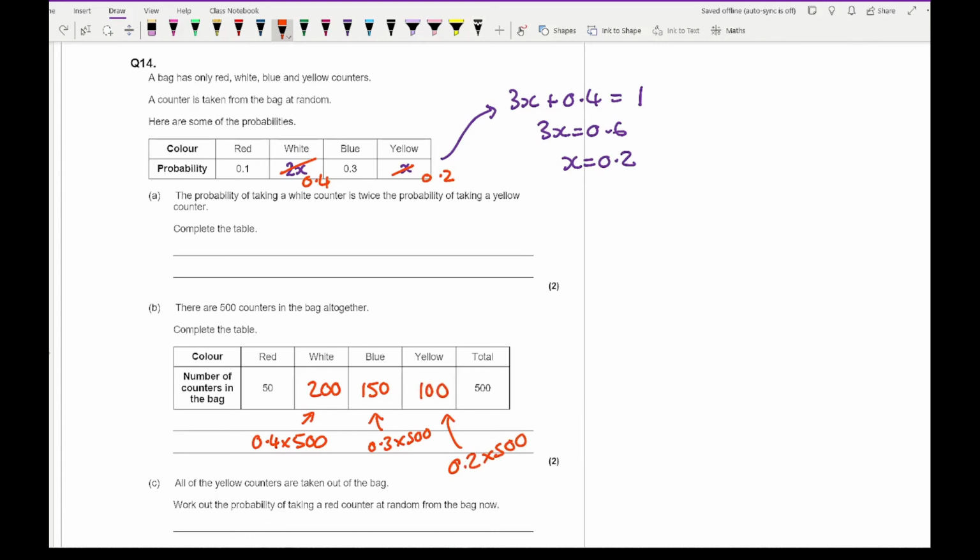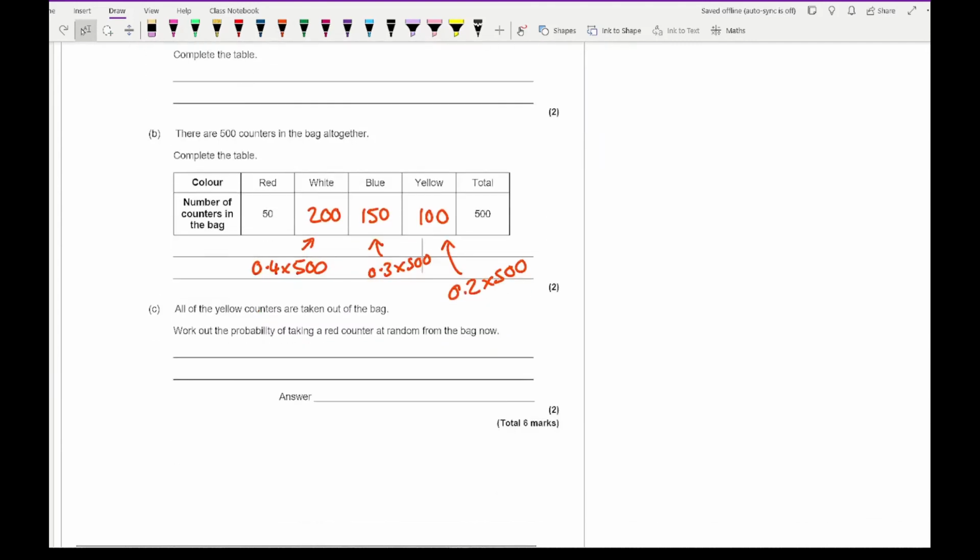It then says all of the yellow counters are taken out of the bag. Work out the probability of selecting a red one. Well, how many red are going to be there? Well, that's going to be 50. And how many counters are there altogether? Well, I've taken away 100, so that means it's going to be 400 left. And then simplifying that fraction gives me 1/8.